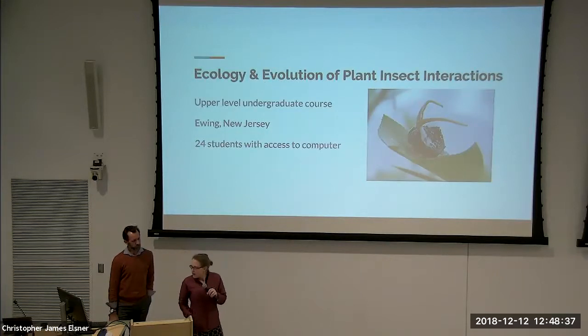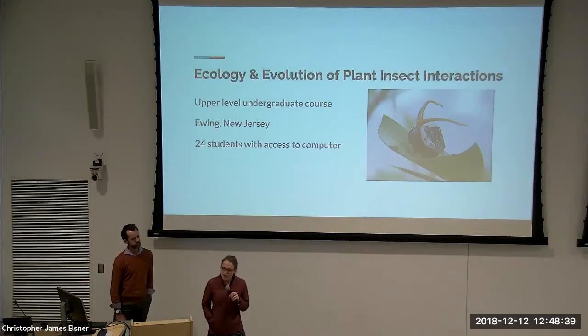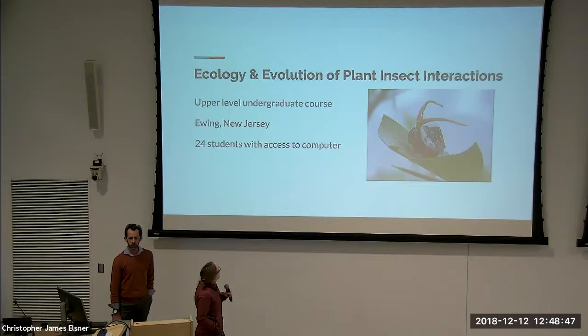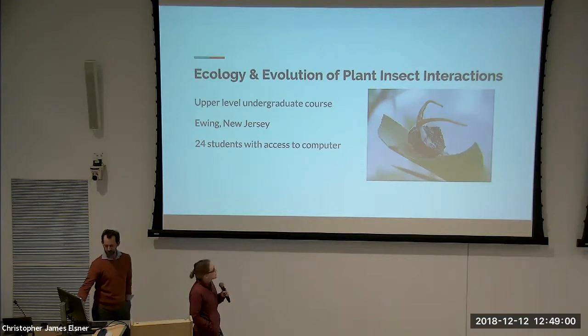And the three of us sat down and we talked about her class. Her class is really an upper division course, so we're talking juniors and seniors, about 20 to 25 students. They are all located in Ewing, New Jersey. So we had to think about how to do this remotely and asynchronously, but sometimes synchronously, which we'll get to.